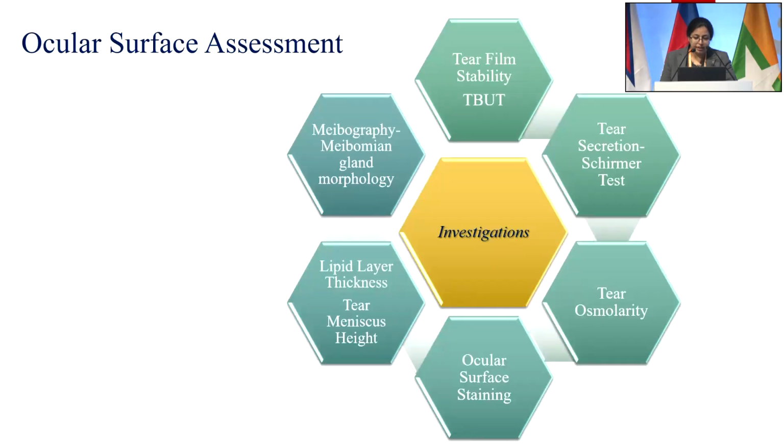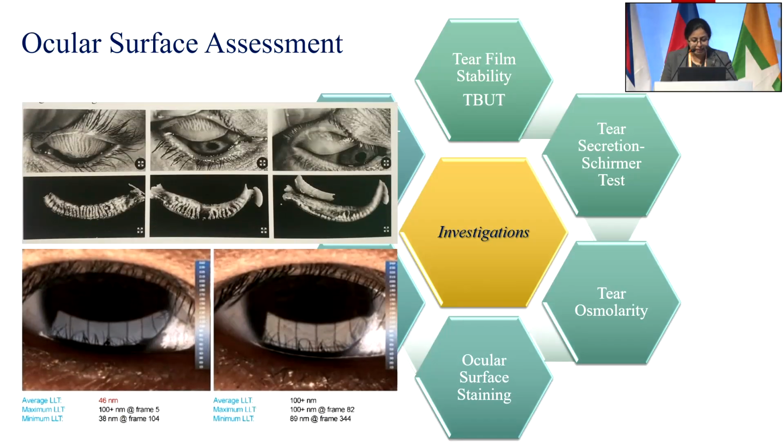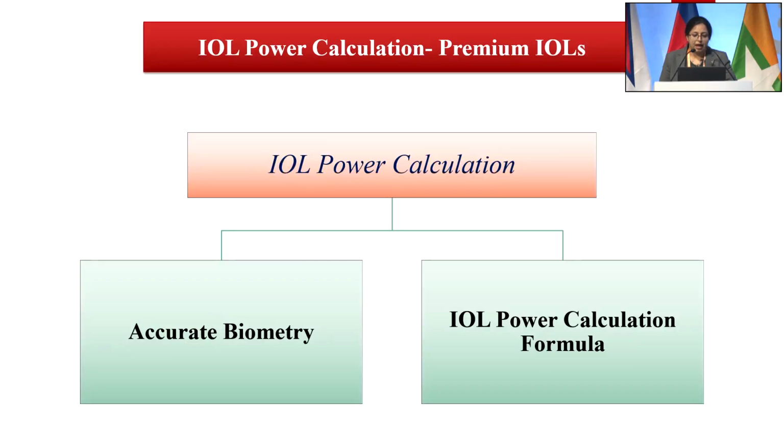Ocular surface, tear film stability, tear secretion, osmolarity and staining should be assessed. Lipid layer thickness and tear meniscus height can now be observed non-invasively, and meibography should be done to rule out any meibomian gland dysfunction. So we now have new devices at our disposal, and they should be part of your regular preoperative workup when evaluating for premium IOLs.